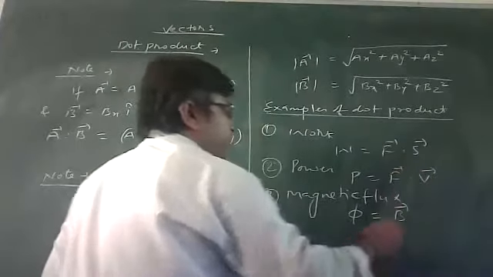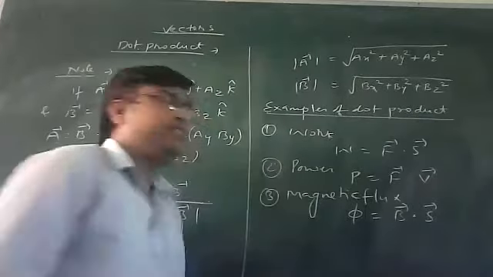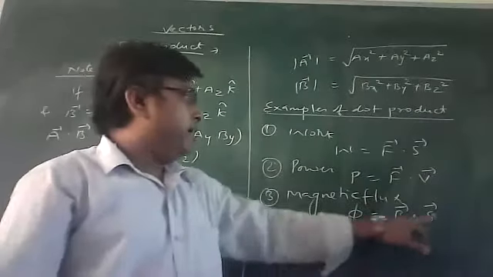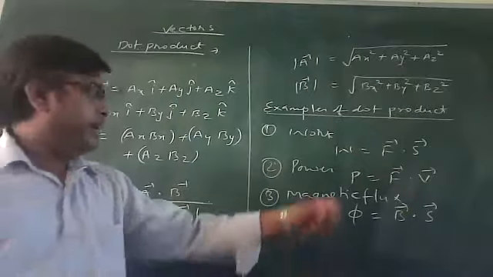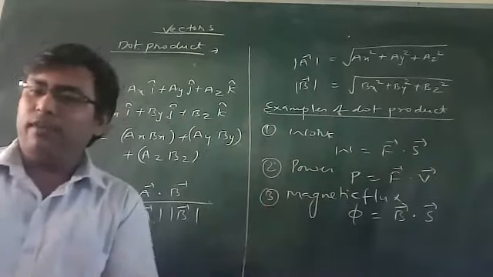Symbol of magnetic field is B. Surface area vector, let's suppose the surface area vector is S. Magnetic field is a vector quantity. Surface area is also a vector quantity here, and magnetic flux is a scalar quantity. In the same manner I can calculate electric flux also.